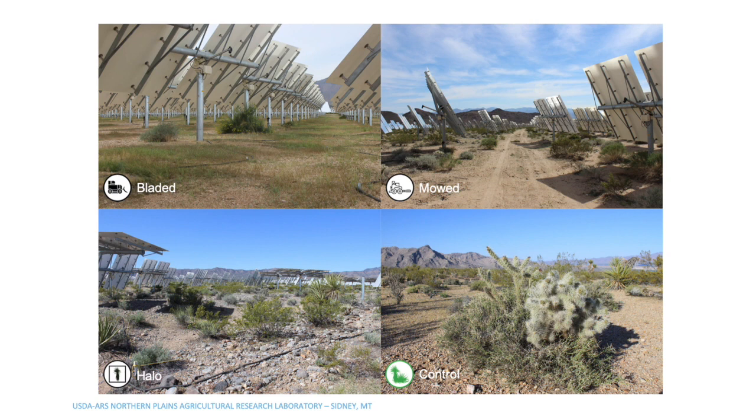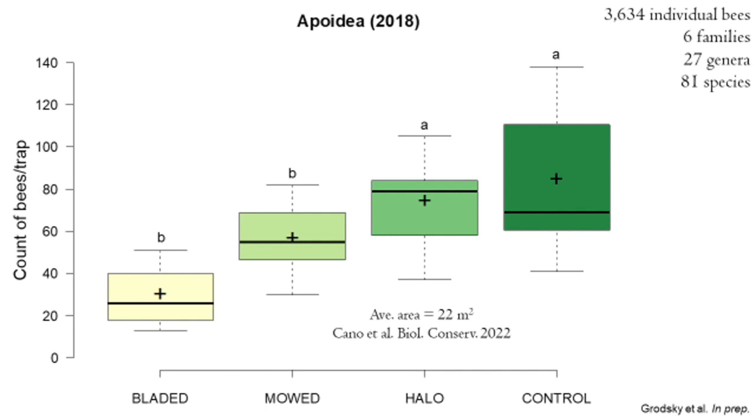In each of these different types of treatments, we put vane traps out and left them for periods of time. Just to quickly give you an idea, we did this in 2018 and 2019. I'm only showing you the 2018 data because we are still going through the insects collected from 2019. What you're looking at here is all the bees put together. Bladed and mowed, not real good for bees. But interestingly enough, the halo and the control plots were pretty similar in the number of bees that were documented. So here's a good example of a solar facility trying to figure out an ecologically sound way of putting in mirrors, and the little halo idea really has a positive impact on bee abundance.